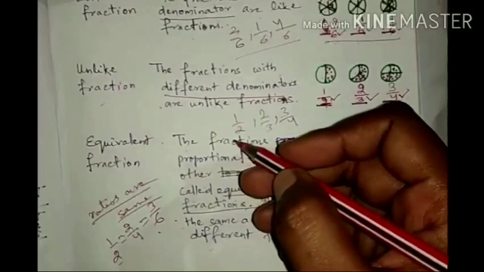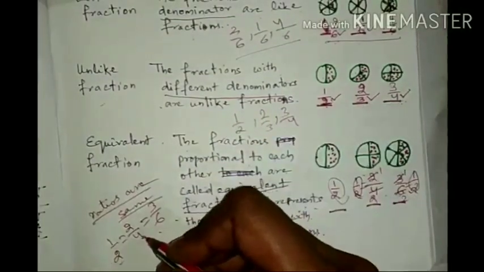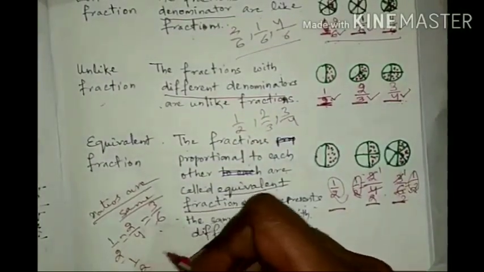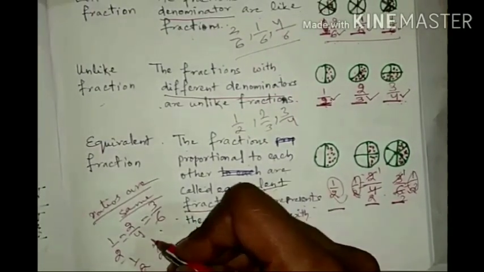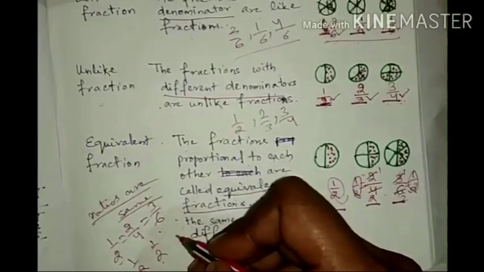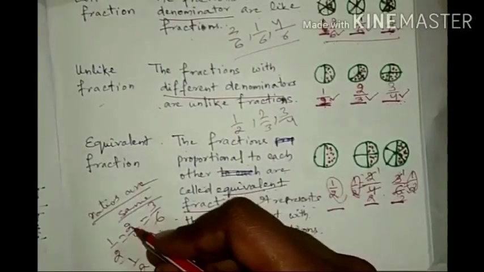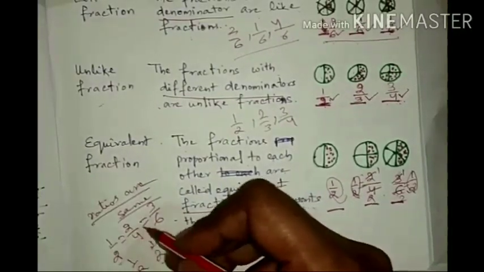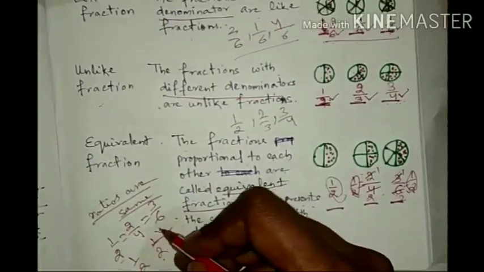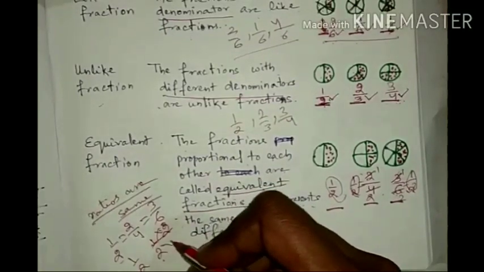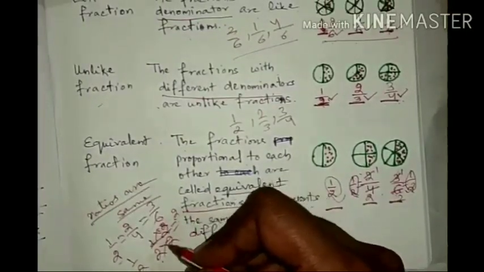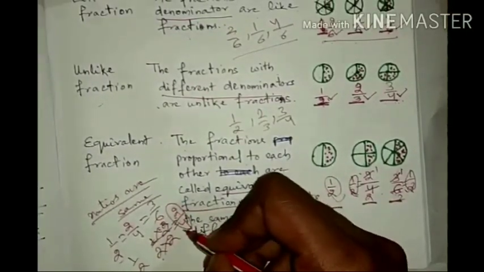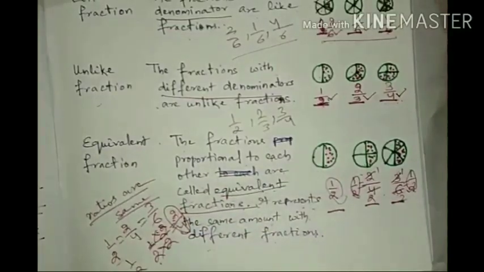How can we find equivalent fractions? If we multiply the numerator and denominator with the same number, we will get equivalent fractions. Like 1 by 2 is there, we can convert it into 2 by 4 by multiplying numerator and denominator by 2. What are you getting? 2 1s are 2, 2 2s are 4. So like that you can get equivalent fractions.